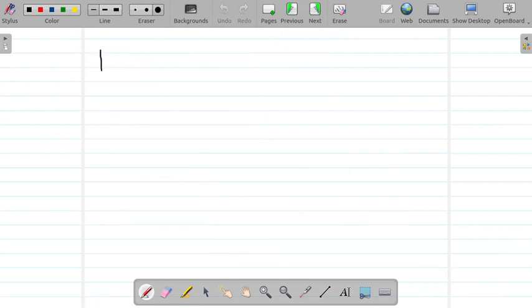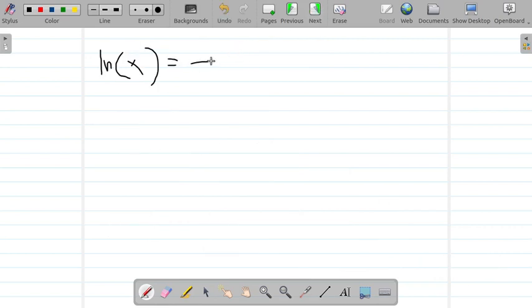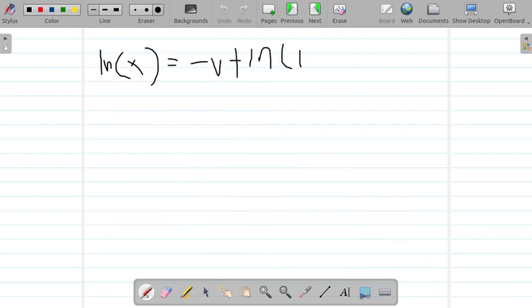So, ln of x is equals to negative v plus ln of one minus v plus c.